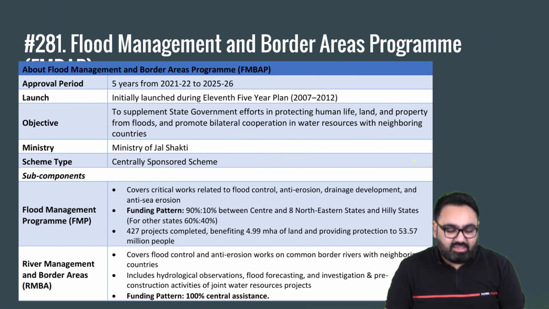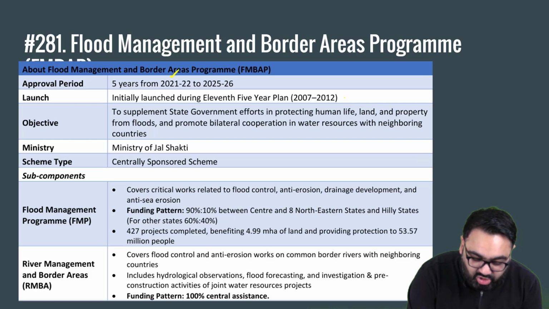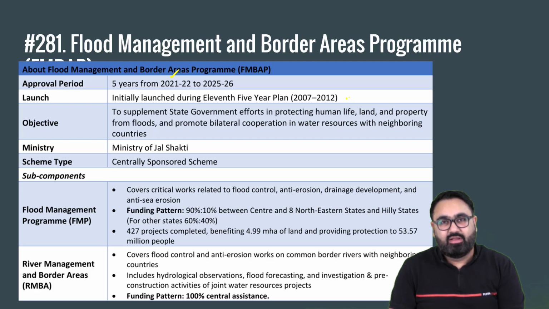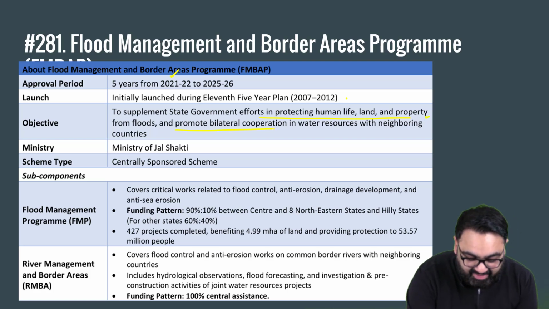Here are a few details. The program has been running since 2021. It was launched during the 11th 5-year plan first in 2007. The idea is simple: to help the state governments in protecting human life, land, property from floods specifically. It is run by the Ministry of Jal Shakti and it's a central sponsored scheme.